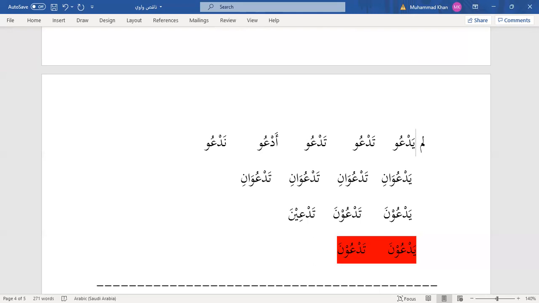Okay. So now we can see here, when we put lam before it, then what happens? We know that the ending becomes majzoom, yani the ending gets dropped. So when we drop the ending, it becomes lam yad'u. Before it was yad'u, it was longer. We prolong it for 2 seconds. But when we make it majzoom, then it becomes lam yad'u, and it's only for 1 second.